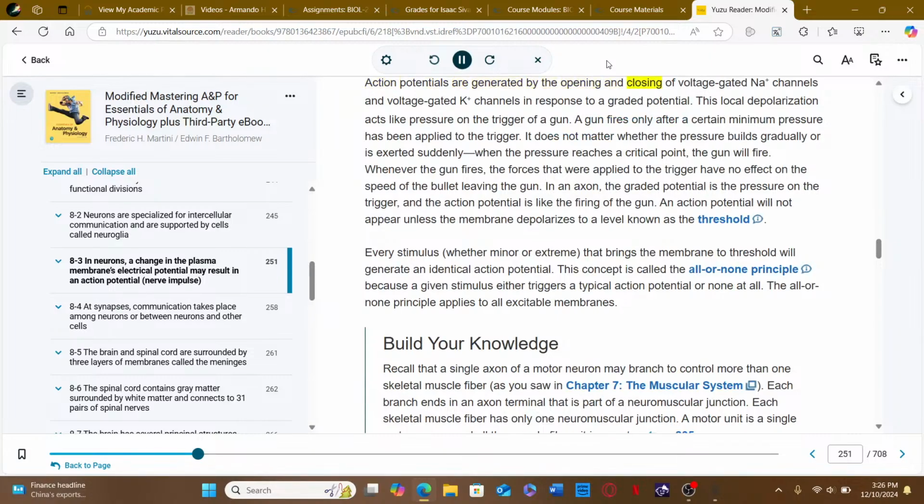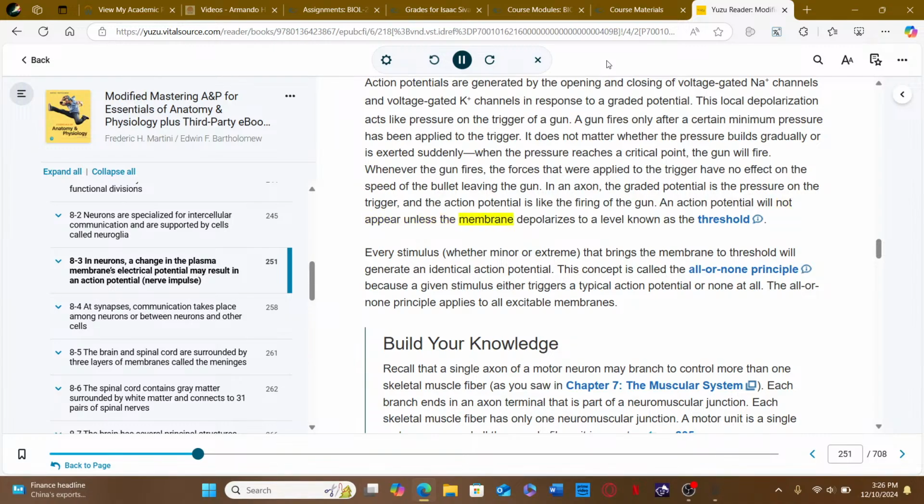Action potentials are generated by the opening and closing of voltage-gated Na+ channels and voltage-gated K+ channels in response to a graded potential. This local depolarization acts like pressure on the trigger of a gun. The gun fires only after a certain minimum pressure has been applied to the trigger. It does not matter whether the pressure builds gradually or is exerted suddenly. When the pressure reaches a critical point, the gun will fire. Whenever the gun fires, the forces that were applied to the trigger have no effect on the speed of the bullet leaving the gun. In an axon, the graded potential is the pressure on the trigger, and the action potential is like the firing of the gun.